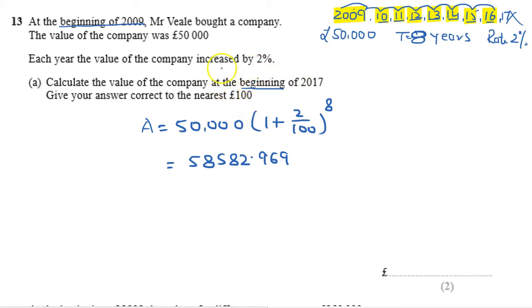Correct to nearest 100. So nearest 100 means this is more than 50, this is 82, so it is 586 and 00. So the answer will remain the same, because this will increase 6, and nearest 100 means the last 2 digits will be 00. So the answer will be 58600.